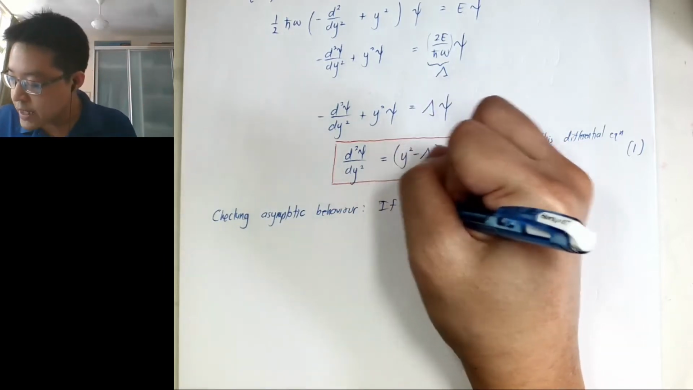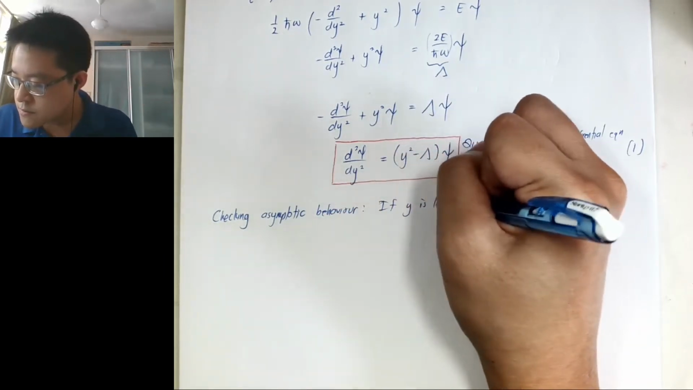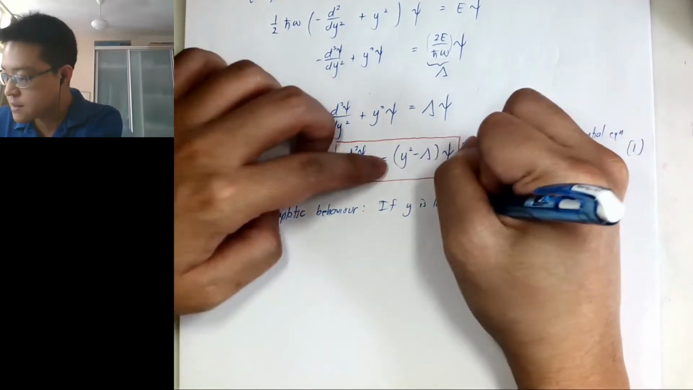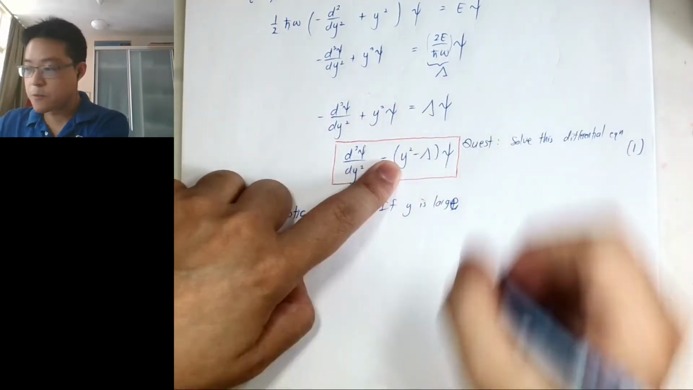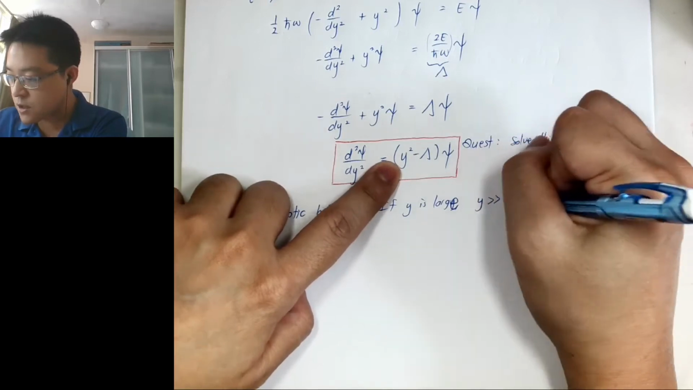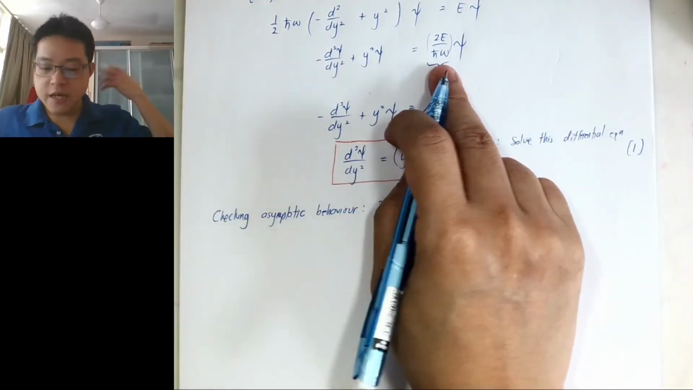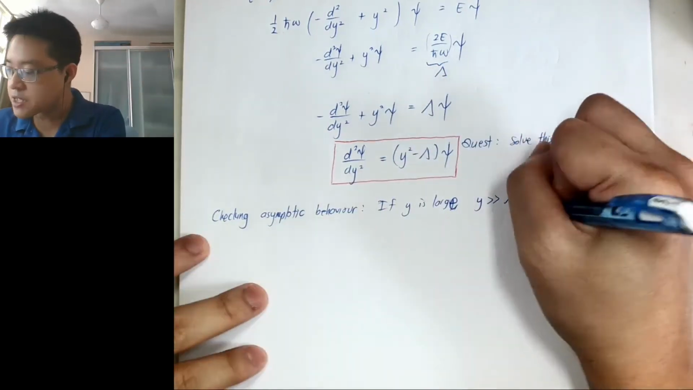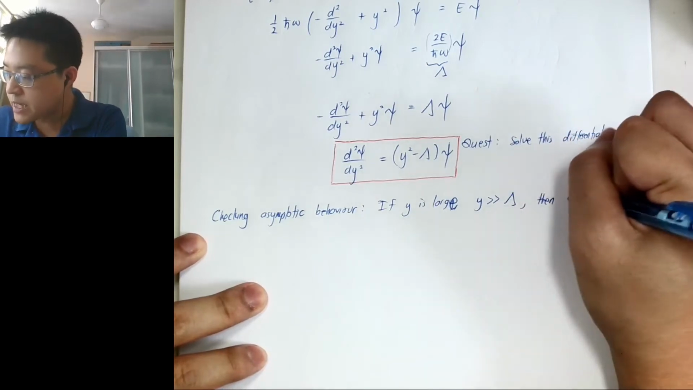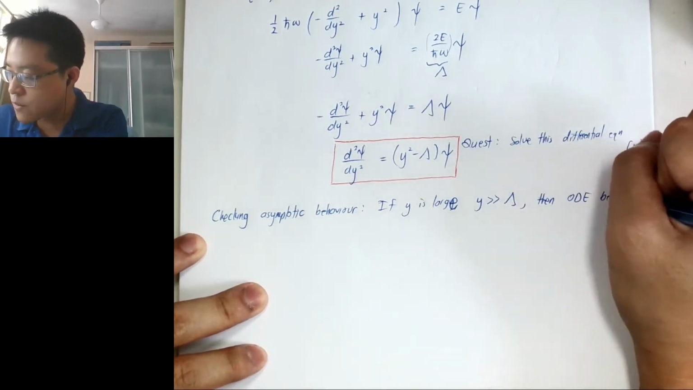So if y is large, and let's say it's way bigger than this constant lambda, whatever this value is. If this is very large, then the ODE becomes what?